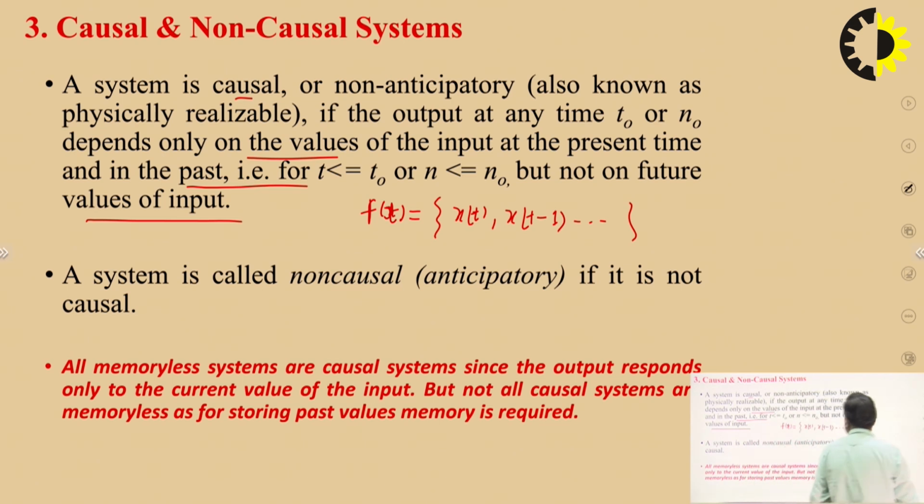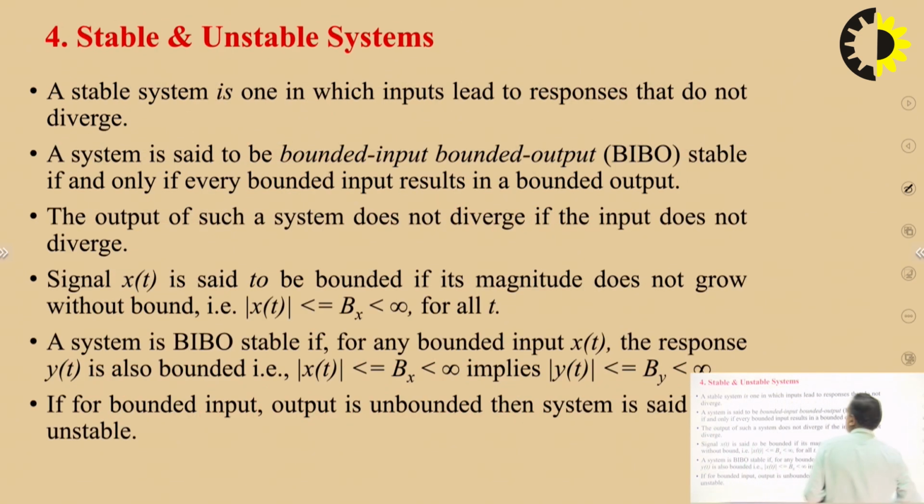And in case of non-causal systems, if the present output of the system depends upon past input values, present input values as well as future input values, the system is a non-causal system. Now we see that all memoryless systems are causal systems since the output responds only to the current value of the input, but not all causal systems are memoryless systems. So we'll see the memoryless systems next.